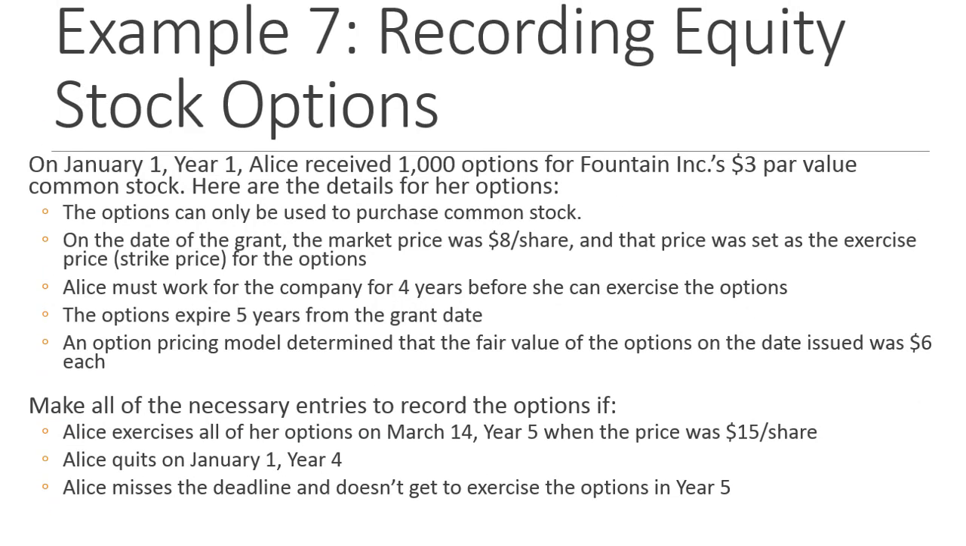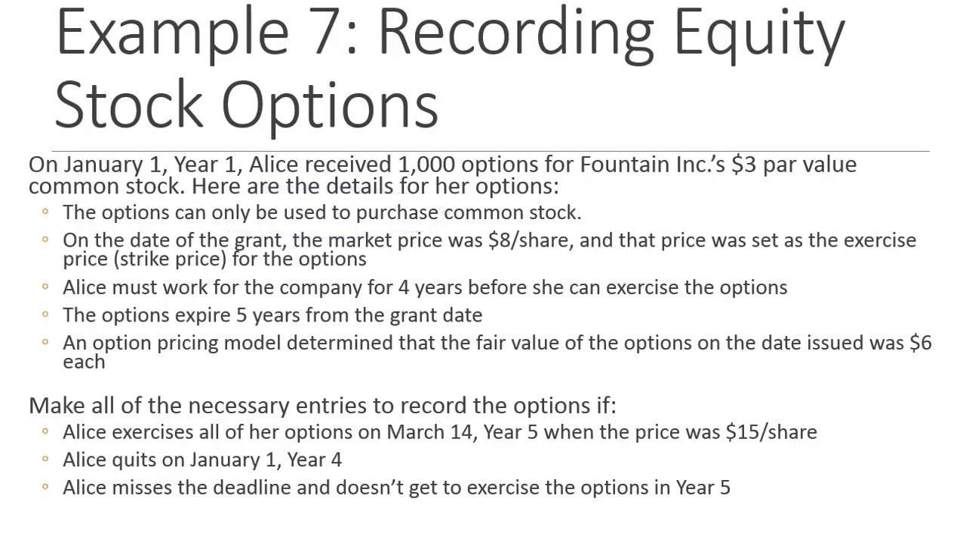This is Alice, who works for Fountain Incorporated. She's received 1,000 stock options of Fountain's $3 par value common stock. They can only be used to purchase common stock. Stop right there. That makes them equity options. They can only be used to buy stock. That's it. So they're equity.